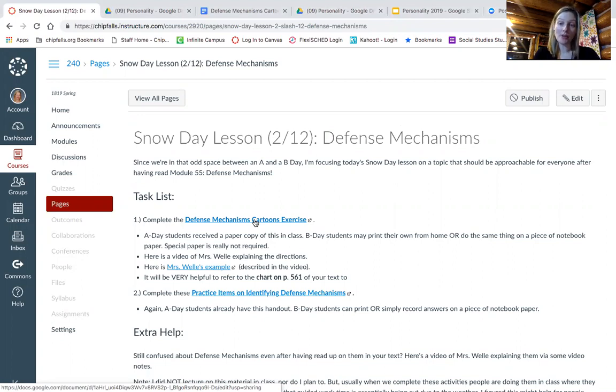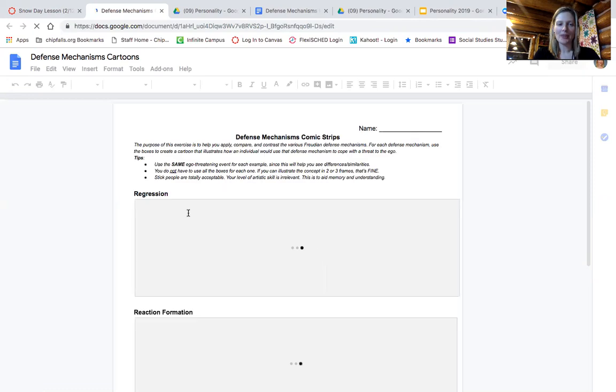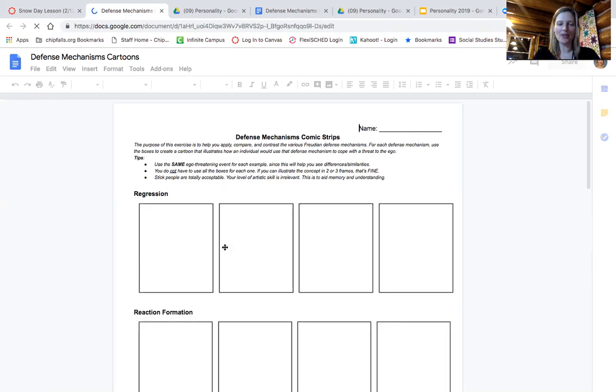My B-Day students had not received this worksheet, so I apologize for that. If you do have access to a printer at home, you can always print your own copy of this. It's linked up in the resources here in Canvas. So I'm going to show you what it looks like. But the document that's going to be loading here gives you a space to draw in your own cartoons.